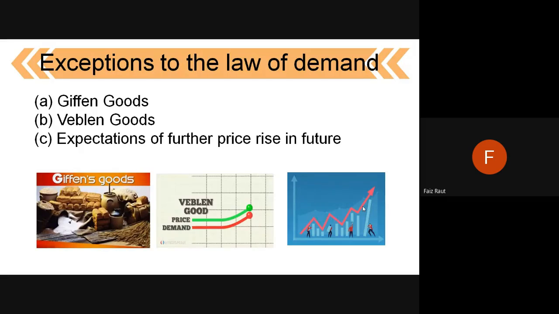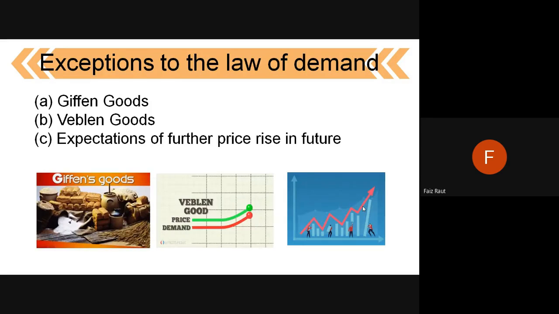So expectation of future price rise is also an exception to the law of demand. When the price of a stock is going up today, people will think that the stock is performing well today, so it will perform better tomorrow, and much better the next day. So in spite of the price going high, people will try to buy it, in anticipation that tomorrow the price will rise, and the day after too.